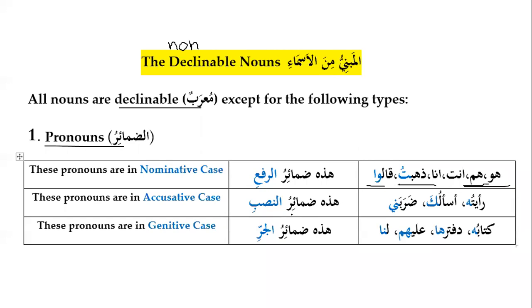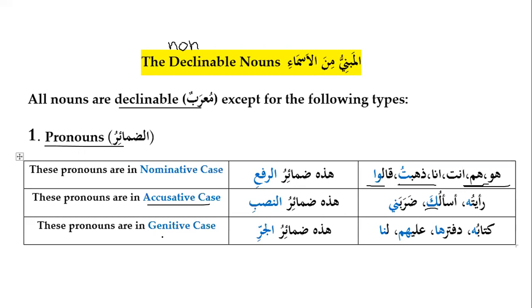Then we have hadhihi damairu nasbi. When will the pronouns be mansub? Yes, please tell me. It is attached to the verb or? Excellent. Only to the verb. When they are attached to the verb, or when they are ismu inna, right? Innaka. Then they will always be mansub. رأيته، رأيتهما، رأيتهم، رأيتها، رأيتهما، رأيتهن, and then you can do the complete conjugation with رأيت. So رأيته, I saw him. So here it is in the place of نصب. These pronouns are in accusative case. أسألك, again it is in the place of object, نصب. And ضربني, he hit me, also it is in the place of نصب.